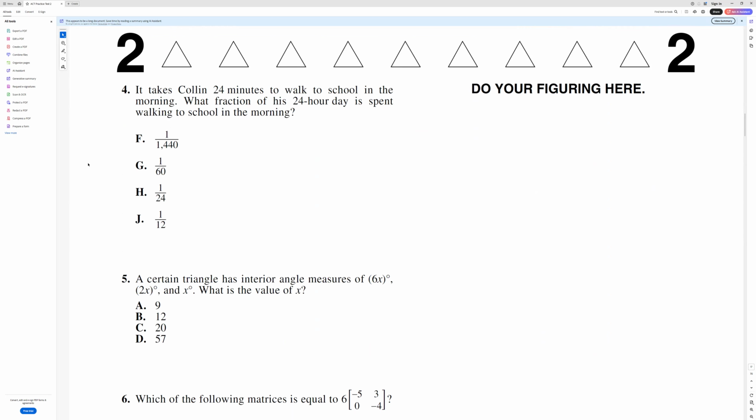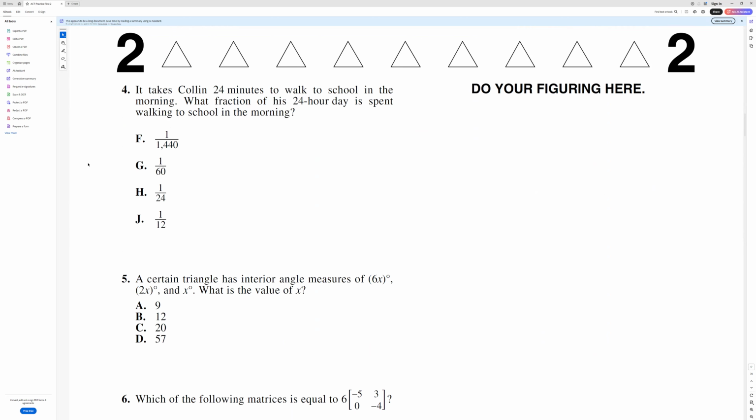Number 4, it takes Colin 24 minutes to walk to school in the morning. What fraction of his 24-hour day is spent walking to school in the morning? The first thing we need to do is find out how many minutes are in one day. That would be 60 minutes times 24 hours, and that's equal to 1440. That's the number of minutes in the day, and Colin takes 24 out of those daily minutes.